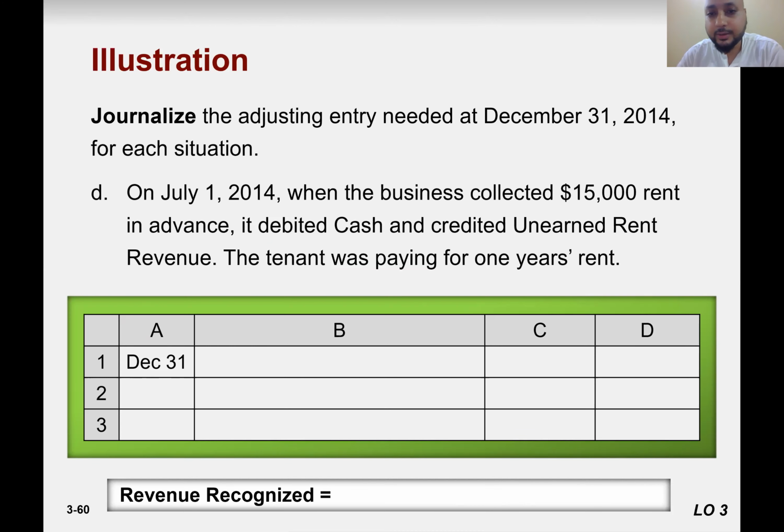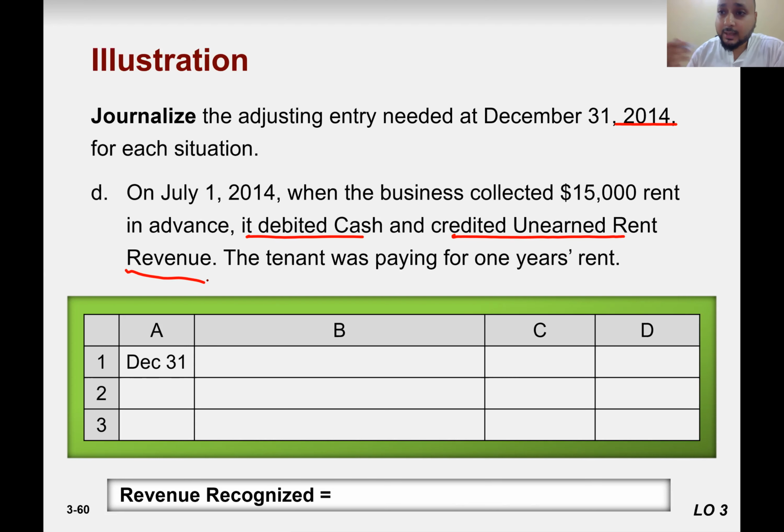So we also need to adjust the entry on 31st of December 2014. On July 1st, 2014, the business collected 15,000 rent in advance. So we are talking about prepaid expenses, specifically prepaid rent. It debited cash and credited unearned rent revenue, because we are in the renting business.